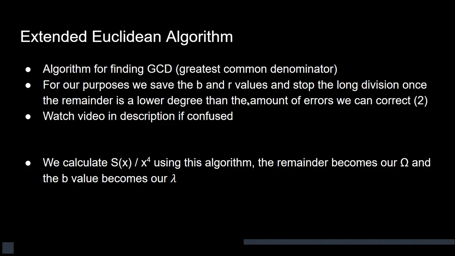Next, we'll be using the extended Euclidean algorithm. This algorithm is used for finding greatest common divisors, and for our purpose, we will save the b and r values and stop the long division once the remainder is a lower degree than the number of errors that we can correct. We calculate syndrome divided by x to the fourth using this algorithm, and the remainder becomes our magnitude, and the b value becomes our locator.